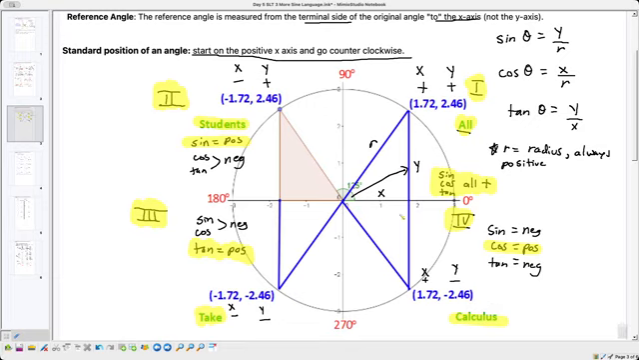So there's a saying that we do use a lot in pre-calculus called All Students Take Calculus, and it helps us remember what's positive in each quadrant. In the first quadrant, A for all. In the second quadrant, S for students. In the third quadrant, T for tangent. And in the fourth quadrant, C for cosine.